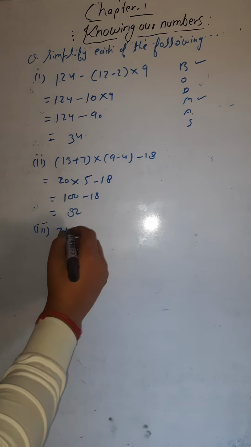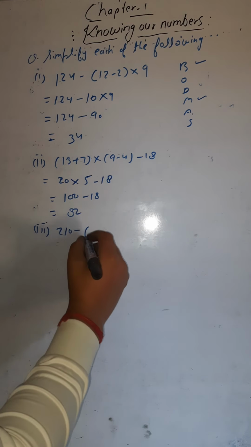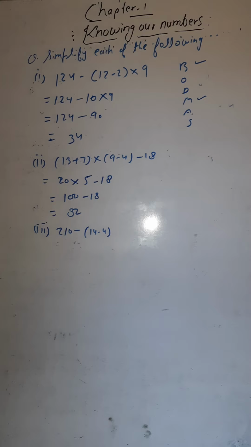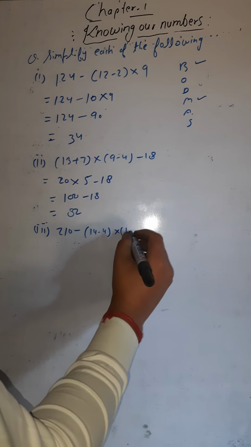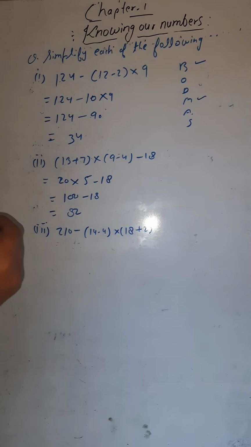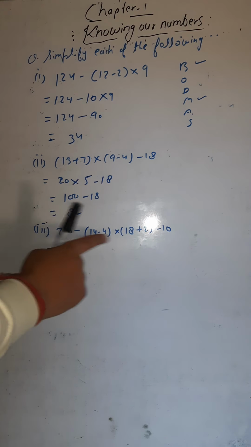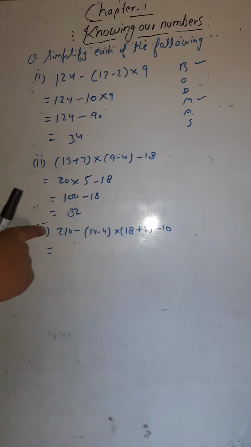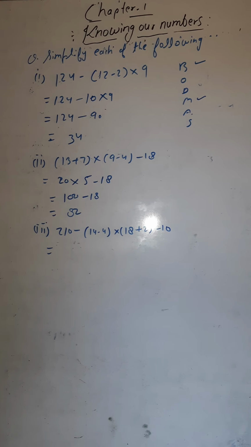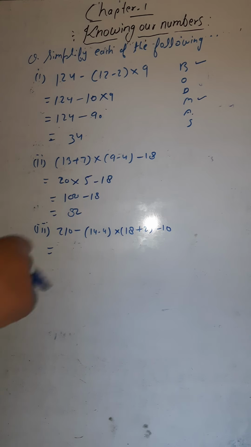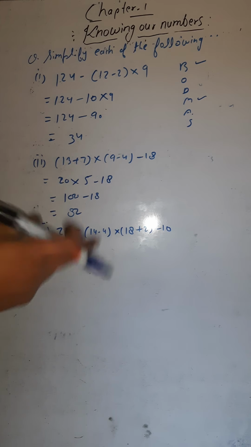210 minus (14 minus 4) multiply (18 plus 2) minus 10. Do it yourself first. Open this bracket, then multiply, then subtract again. Okay, solved. Just fast, take 2 minutes more. Just try to solve it. Okay, just pause the video and solve this. Okay, and then later match with me.